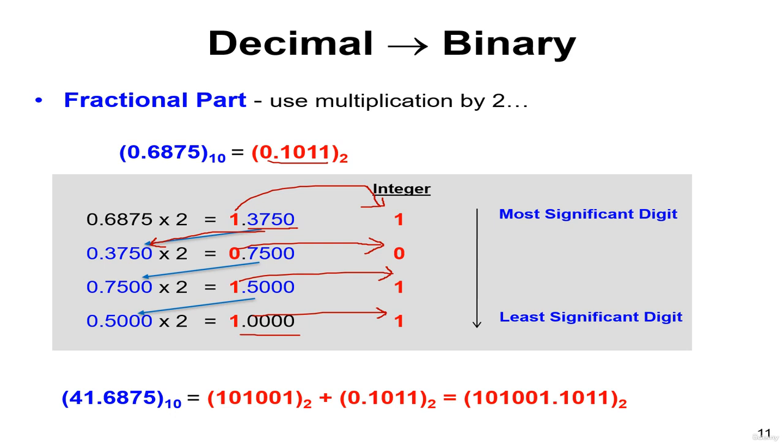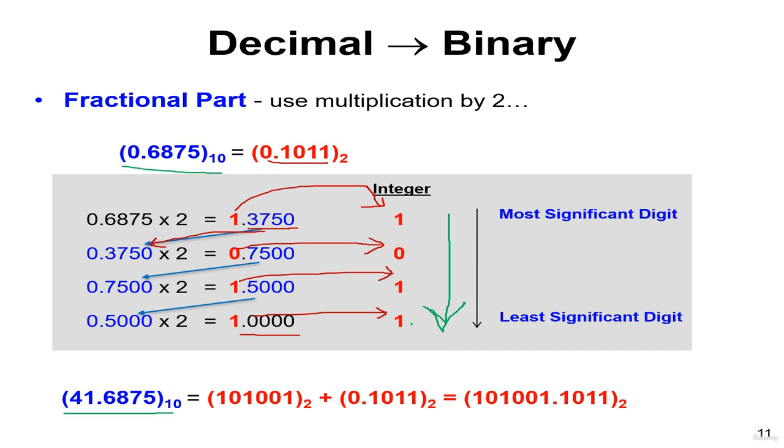So let me change the color. What this means is that the significance is going to start from here, right? This was the most significant, and this 0 is the next one in significance order. Then this is next in the significance, and this one is the least significant, right? So we would write it like 0.1011, right? So 0.1011 is actually the binary equivalent of the fractional part, that is this.